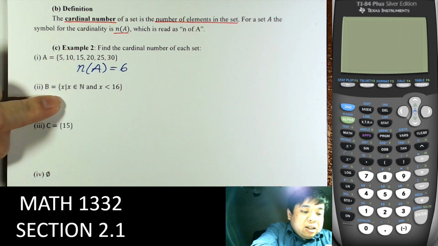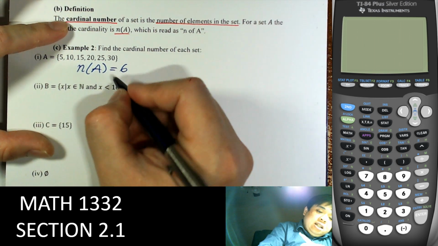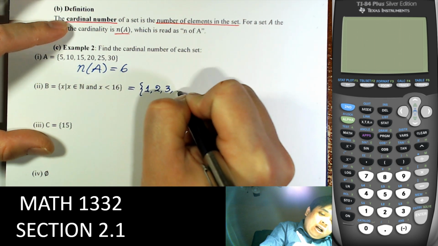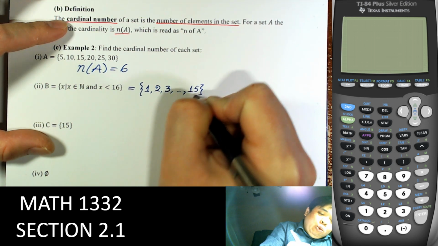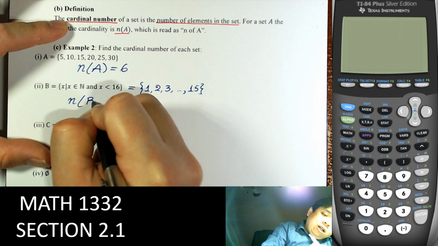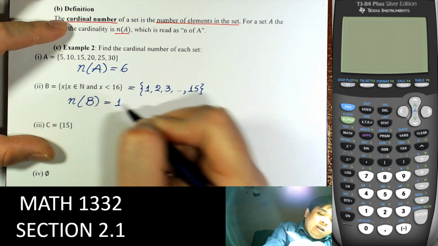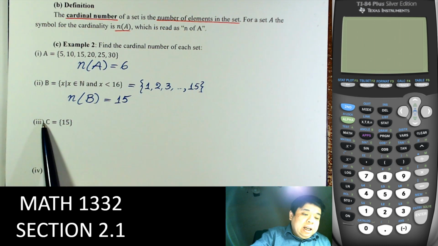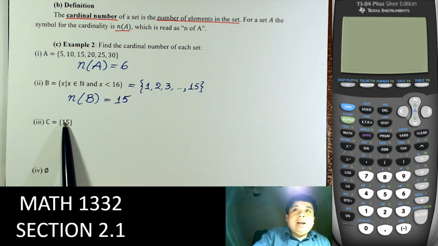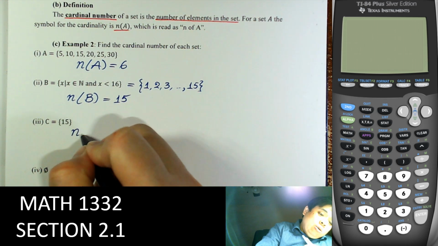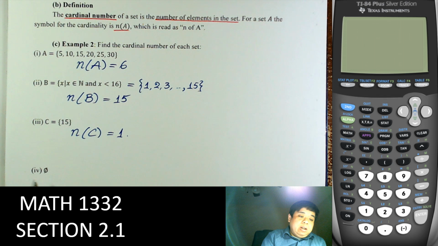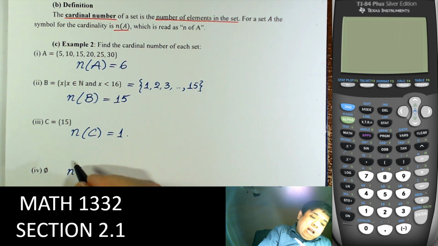Next, the set B such that natural numbers less than 16. If we want to list them in the roster method, we start from 1 all the way to 15. And if we count, there are 15 of them. So we say the cardinal number of B is 15. C, how many members do we have in C? Well, that's only one, right? That is the number 15. So n(C) is 1. And finally, an empty set has no elements. So n of an empty set is equal to 0.